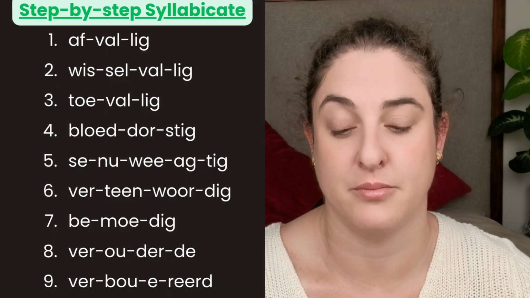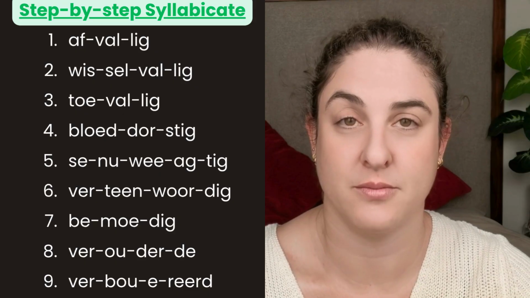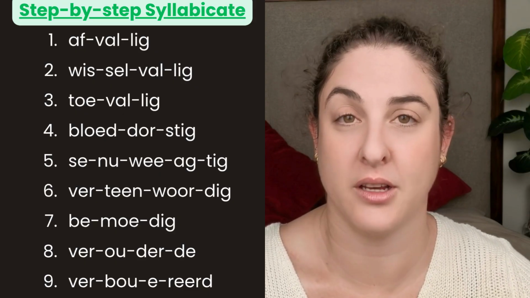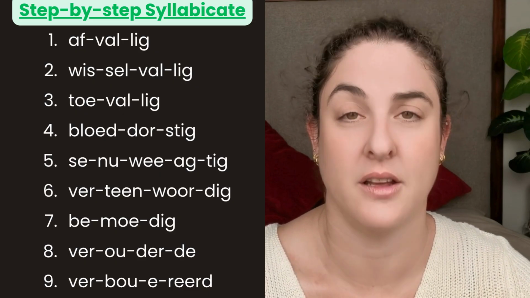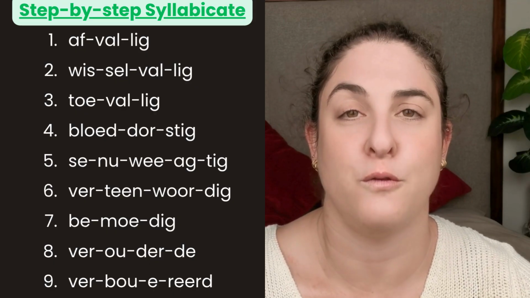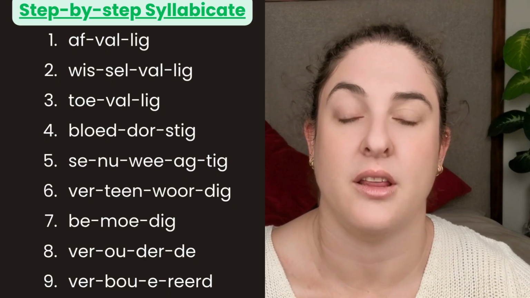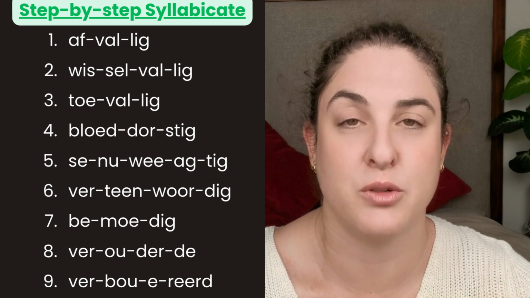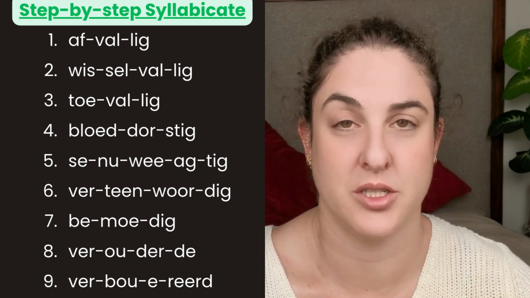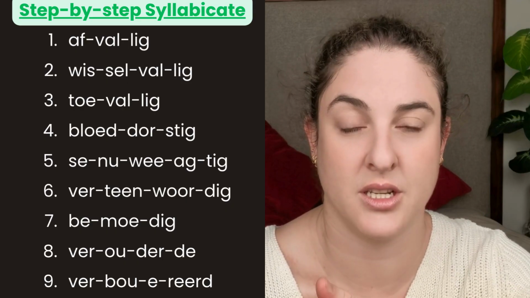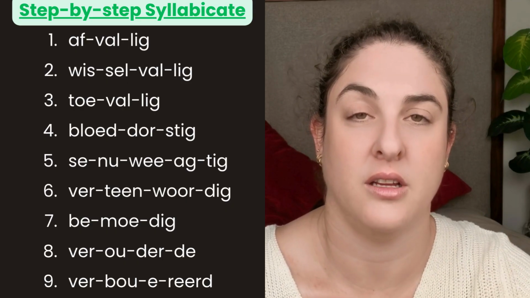And that one's simple. The next one, wisselvallig. You look at the end of the word, you have val again, which is a word, and lig. And the first part of the word, wissel, you can syllabicate according to that rule that says that double consonants that are the same should be divided in between the double consonant. So then you have wis, sel, val, lig.